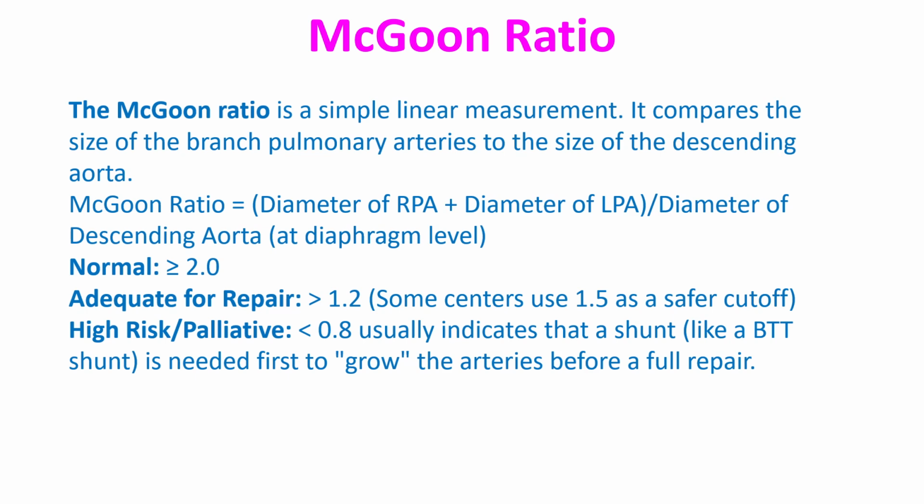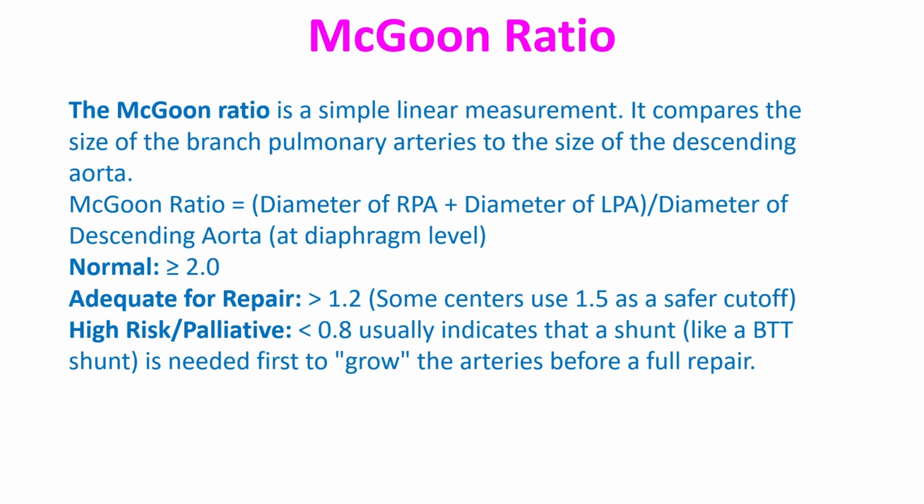The Magoon ratio is a simple linear measurement. It compares the size of branch pulmonary arteries to the size of the descending aorta. Magoon ratio is equal to the sum of diameters of right and left pulmonary arteries divided by the diameter of the descending aorta at the level of the diaphragm. Normal value is more than or equal to 2.0. Adequate repair is possible if Magoon ratio is more than 1.2. Some centers use 1.5 as a safer cutoff.